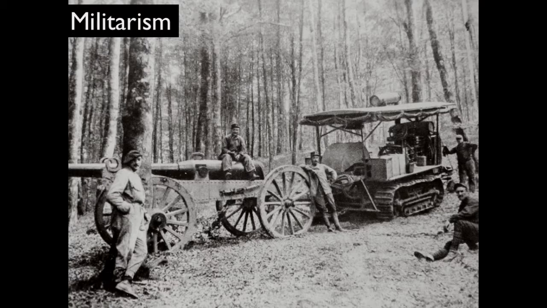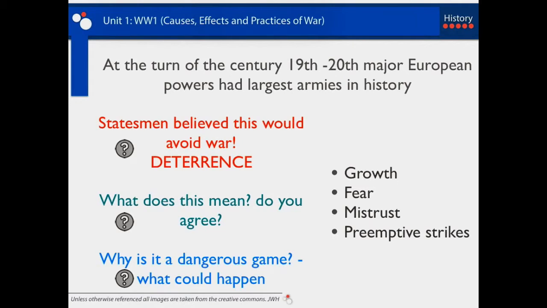Let's move on to militarism now. Militarism is a factor in a breakout of war for obvious reasons. And at the turn of the century, the 19th and 20th, major European powers had the largest armies in history. Statesmen believed that this would avoid war through deterrence. You can see today with the whole mutually assured destruction idea that if you have significant weapons on both sides, then war would be avoided.